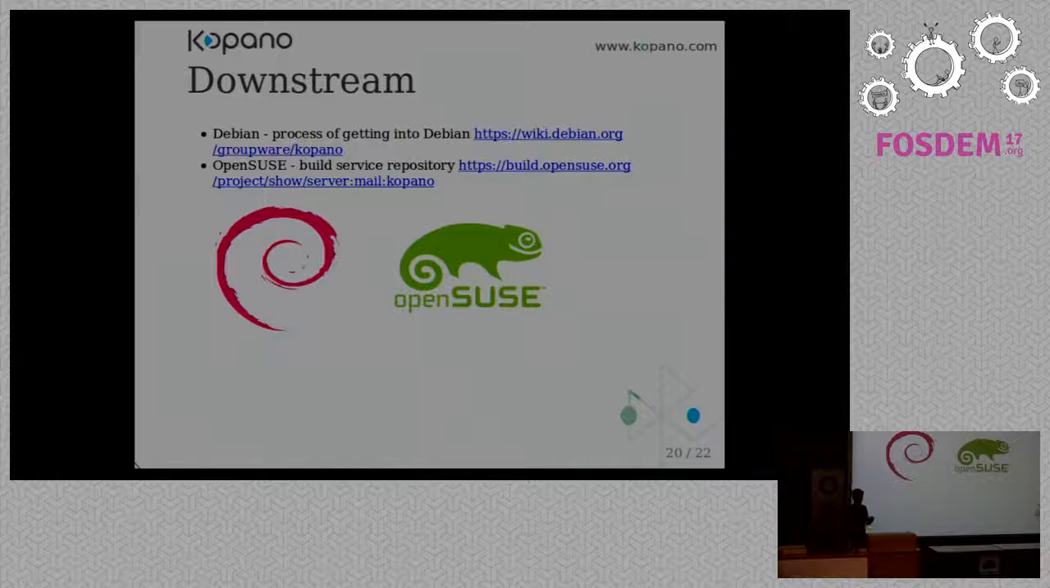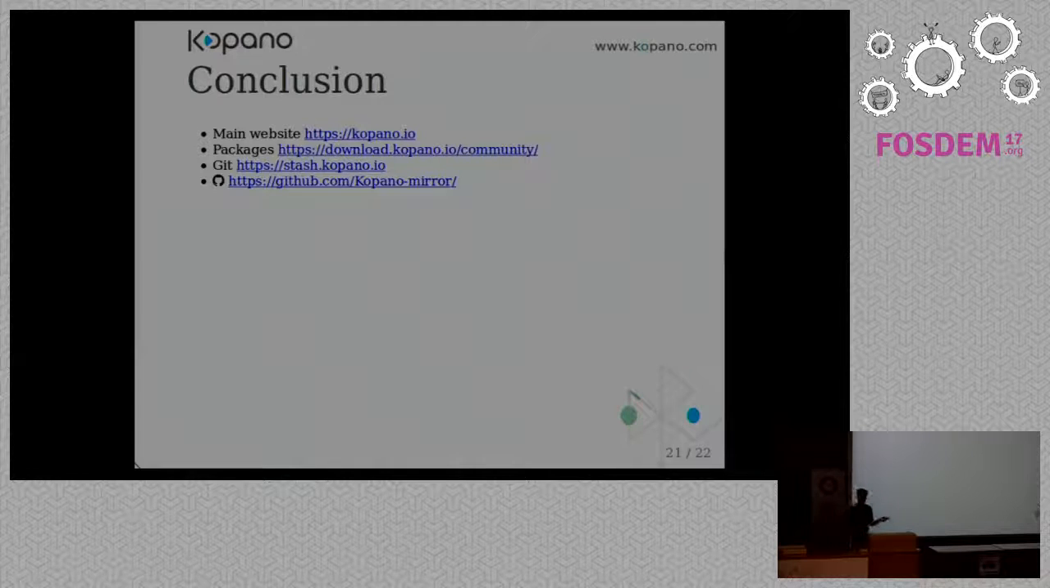We're also in the process, because Kopano is quite new, we were around now for, I guess, a year or more, of getting into Downstream. We're working together with Debian into getting it packaged. You can check out the status on the wiki. We're also now tagged for OpenSUSE Factory, so you can already use it there. We also provide an OpenSUSE build service repository, which you can already use.